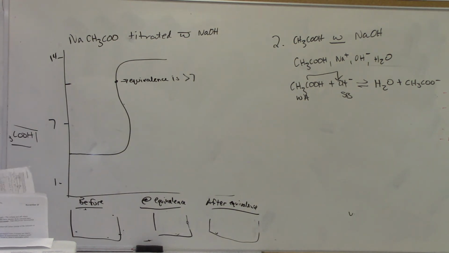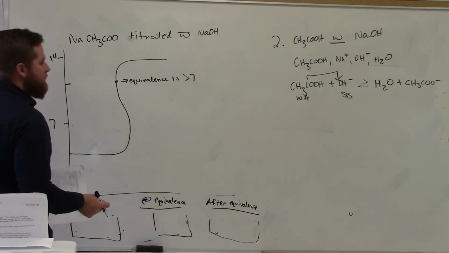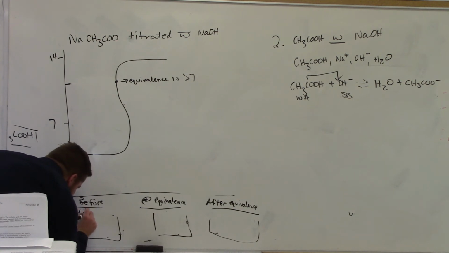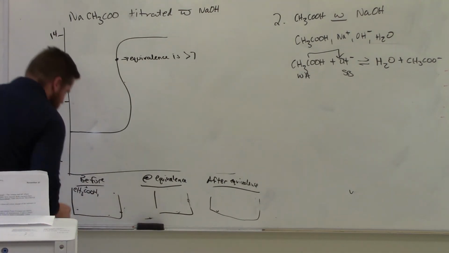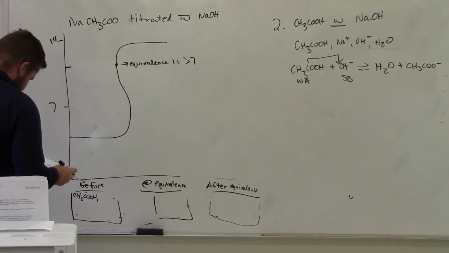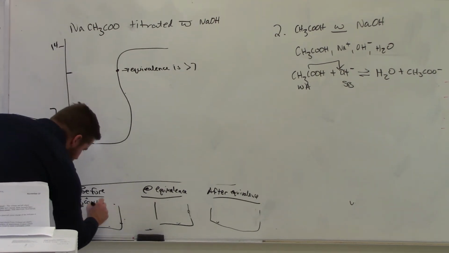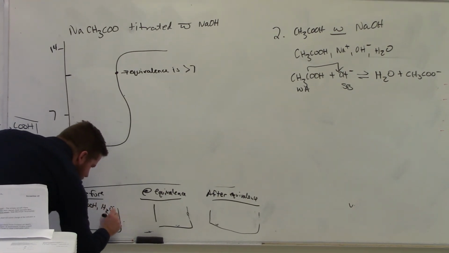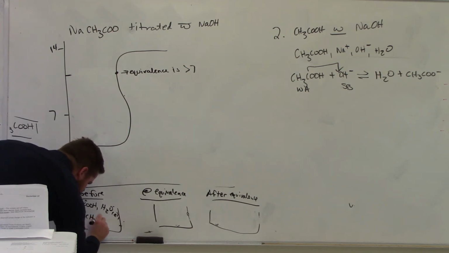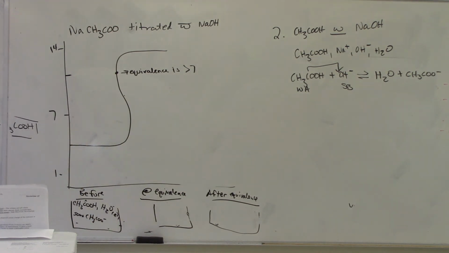So what am I going to have for entities present at each stage? We'll have CH3COOH here. You'll have H2O, and then some CH3COO- because it'll make an equilibrium system. So that's all you're going to have there.